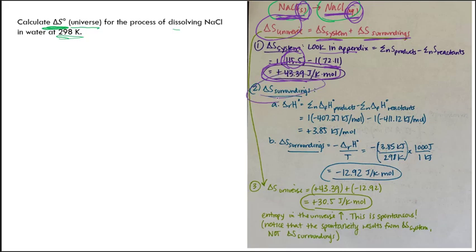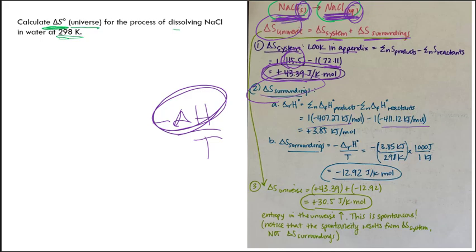Now let's do the surroundings. We know the surroundings is negative delta H divided by T. We have to find the delta H first. So we need to look at our thermodynamic data and find the delta H for sodium chloride in aqueous form and sodium chloride in solid form and do products minus reactants. Check these values to see if you can find the aqueous delta H is negative 407.27 and the solid delta H is negative 411.12. When I do products minus reactants, I got a value of positive 3.85 kilojoules per mole.